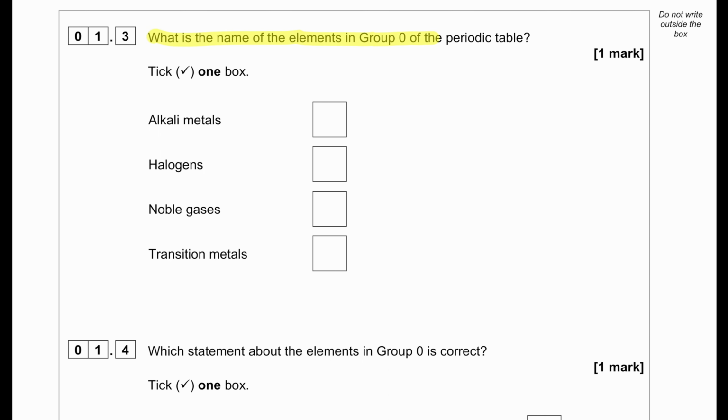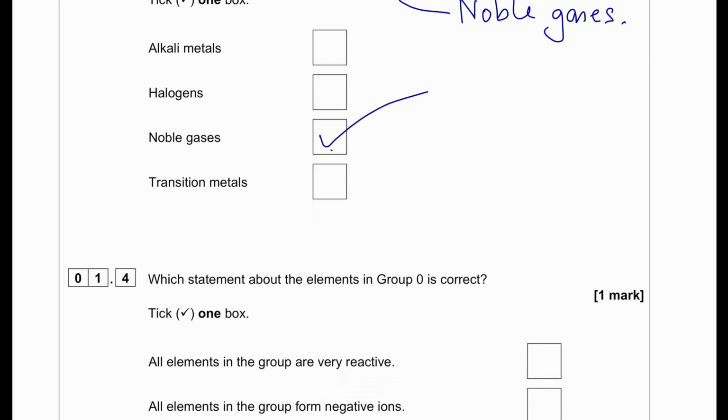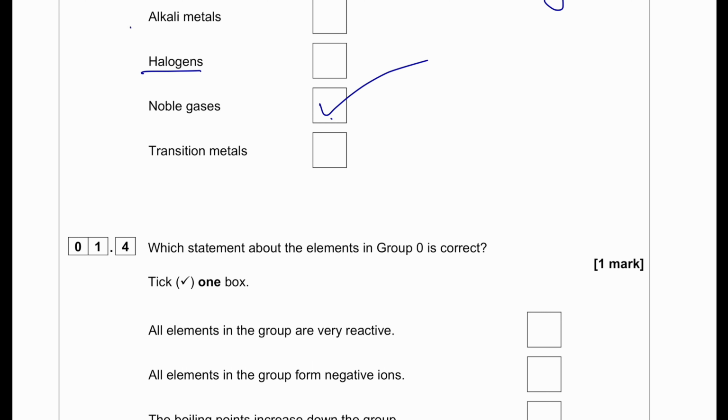What is the name of elements of group 0 of the periodic table? So group 0 elements are also called noble gases because they're very unreactive. Halogens are group 7, alkali metals are group 1. And transition elements are actually block D elements. So transition elements do not belong to any groups.